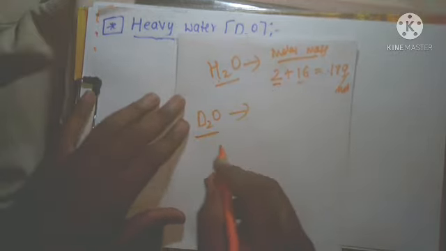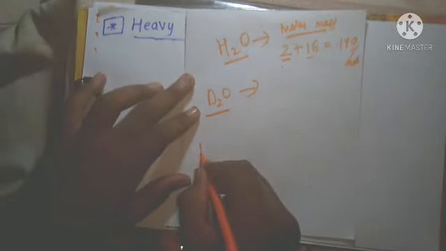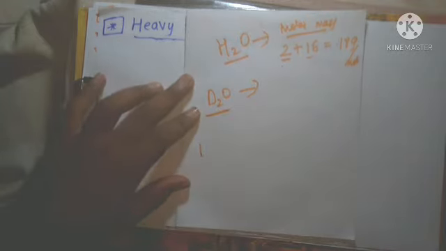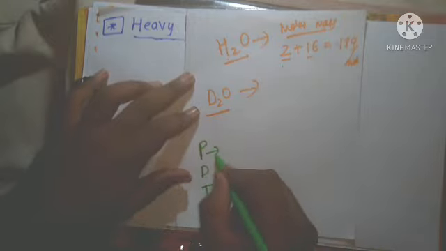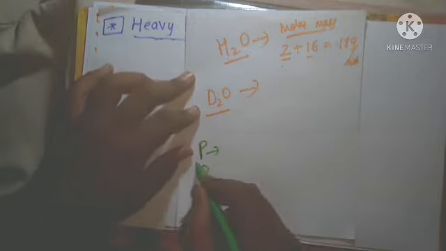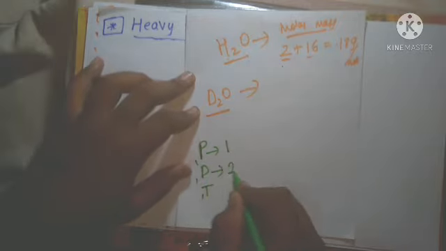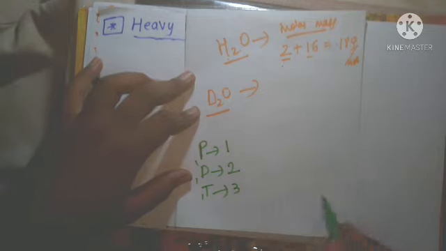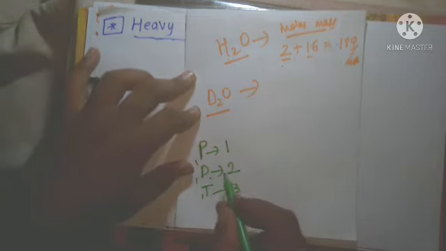Now D2O. Here D is one of the isotopes of hydrogen. There are 3 types of isotopes of hydrogen, which we have already discussed in this unit: protium, deuterium, tritium. All have the same atomic number 1, but protium atomic mass is 1, deuterium atomic mass is 2, tritium atomic mass is 3. Here deuterium atomic mass is 2.